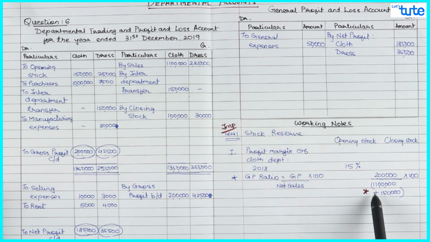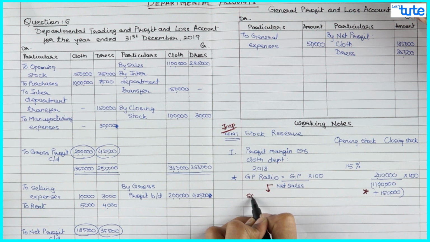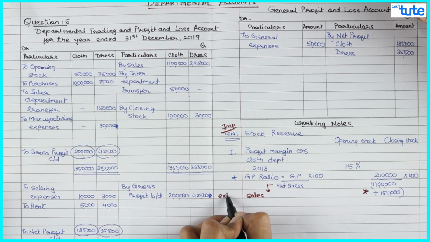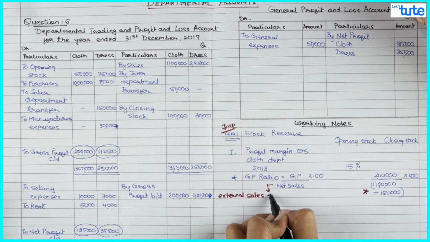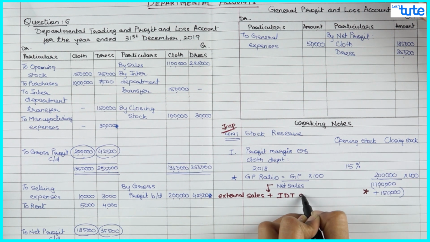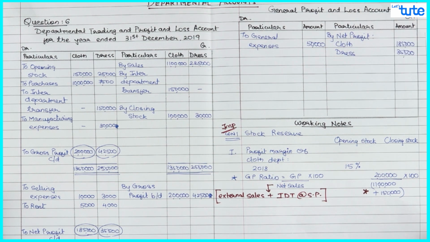So do remember to calculate interdepartment transfer also in this profit formula, because this profit is not only on the outsider's sales. So over here net sales, we can say this would be external sales plus inter-department transfer at selling price. If inter-department transfer would have been at cost, then we would not have earned any profit on that, and we would not take that element over here. But this gross profit is earned on both the sales, so take that sales also.